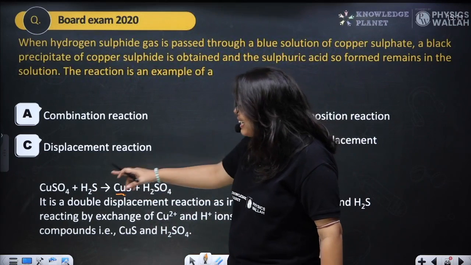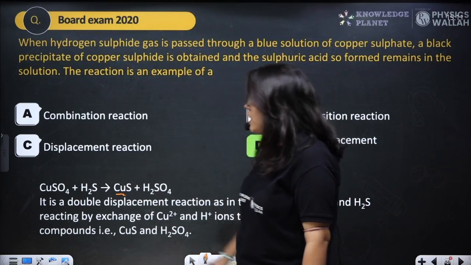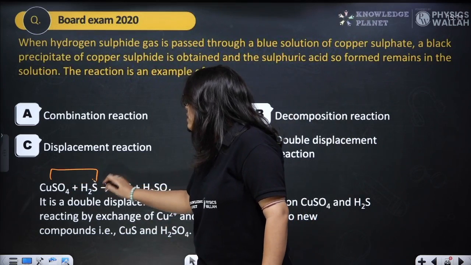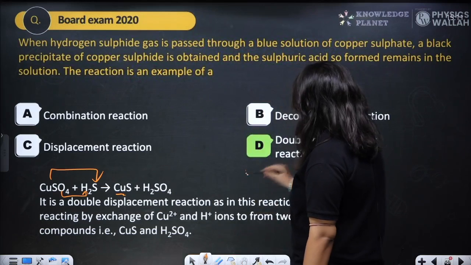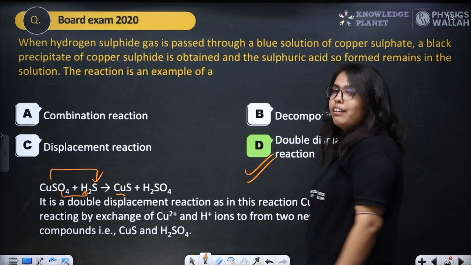Now, isn't there double displacement taking place? Copper is interacting with sulfide, sulfur is interacting with hydrogen. Therefore, it is an example of double displacement reaction.